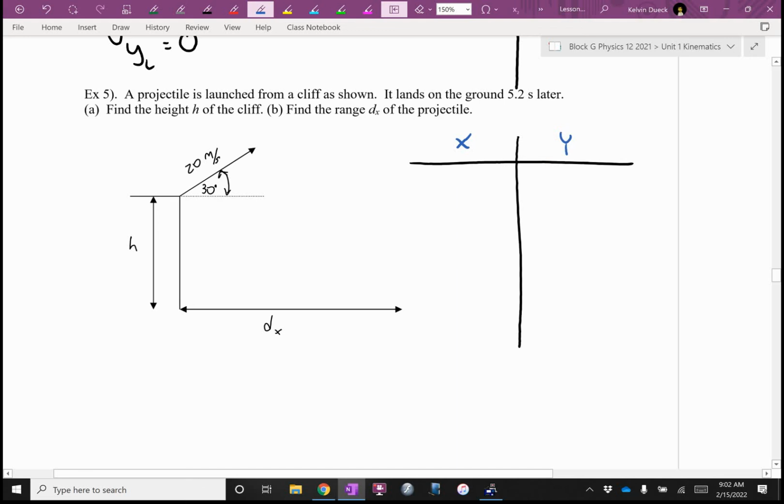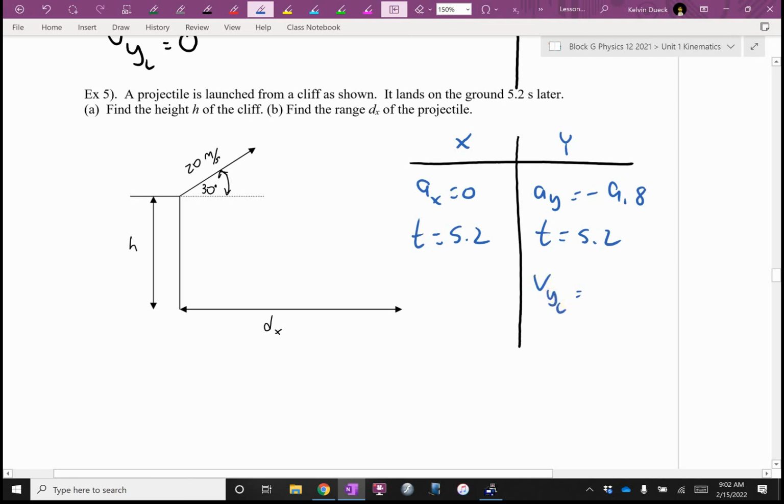Horizontal, vertical. What two things can I write without thinking about it? AX equals 0, AY equals negative 9.8. Oh, and as a bonus, T equals 5.2. Take that.